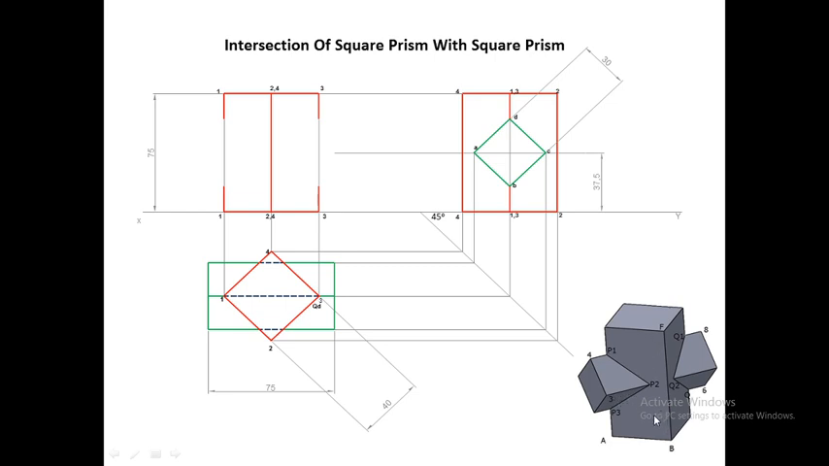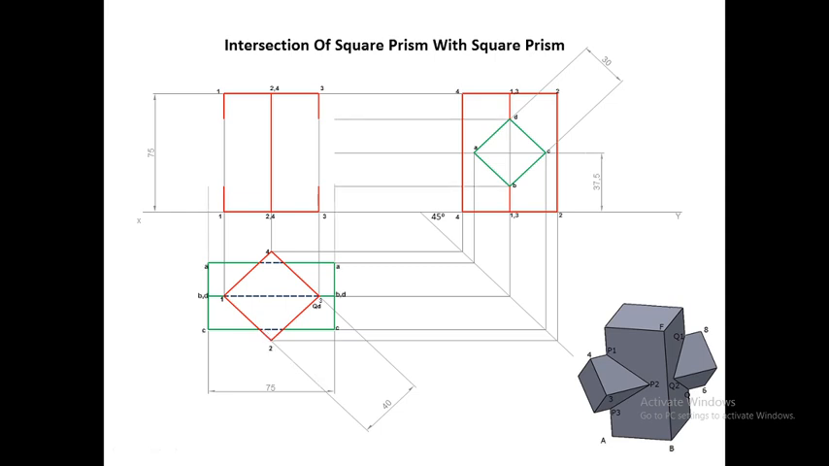So in short, the part of the edges of the horizontal square prism which is going inside the vertical square prism will not be visible from the front view and from the top view also. The part of these four edges going inside the vertical square prism will be hidden, so we have shown them with dotted lines, which will not be visible from the top view.